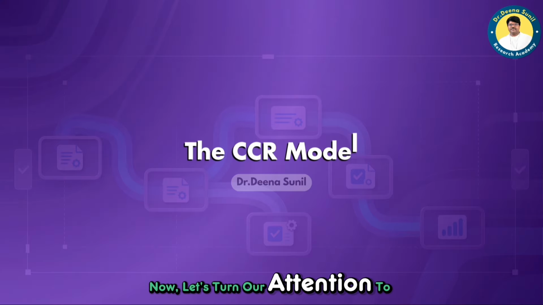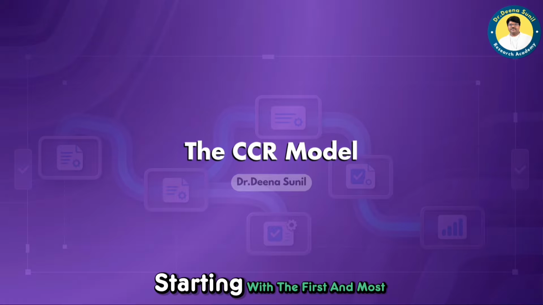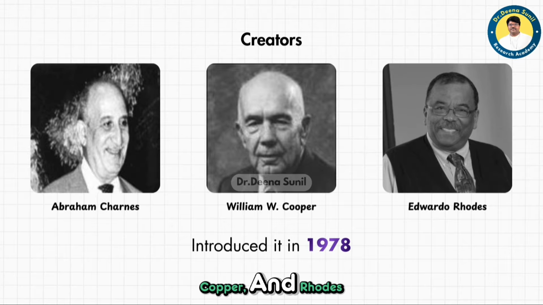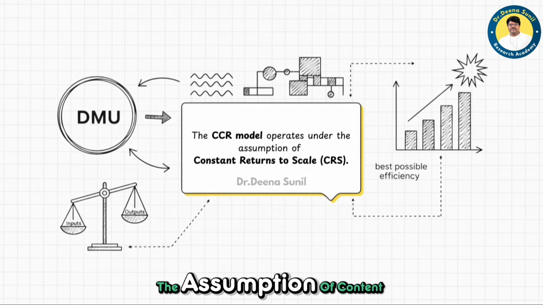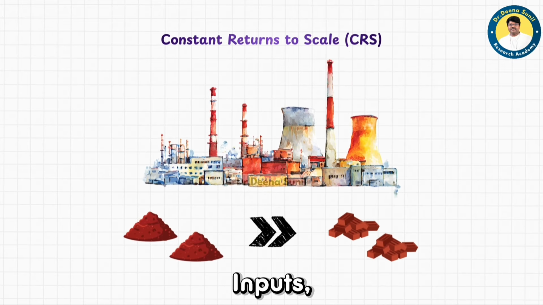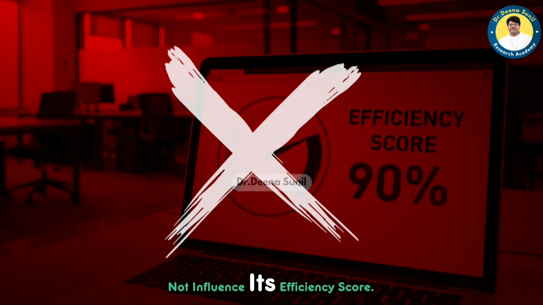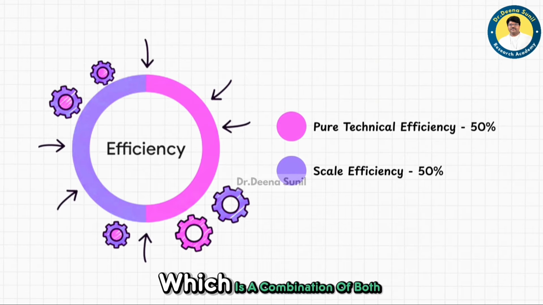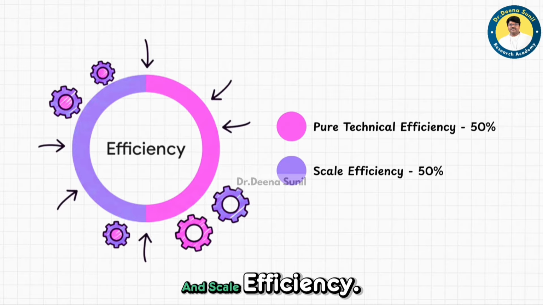Now let's turn our attention to the foundation of DEA models, starting with the first and most widely used, the CCR model. The CCR model is named after its creators, Charnes, Cooper, and Rhodes, who introduced it in 1978. The CCR model operates under the assumption of constant returns to scale. This means that if you double all inputs, you expect to exactly double all outputs. The scale of the operation does not influence its efficiency score. Efficiency here means overall technical efficiency, which is a combination of both pure technical efficiency and scale efficiency.